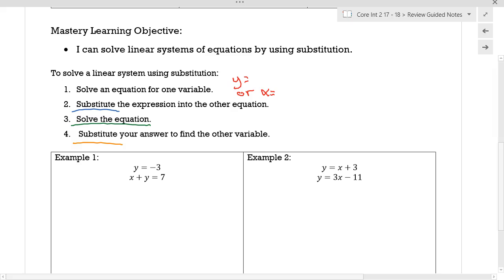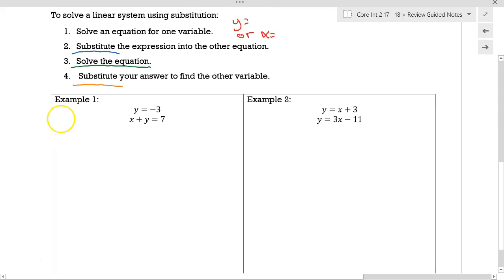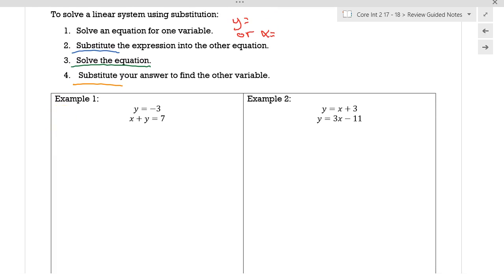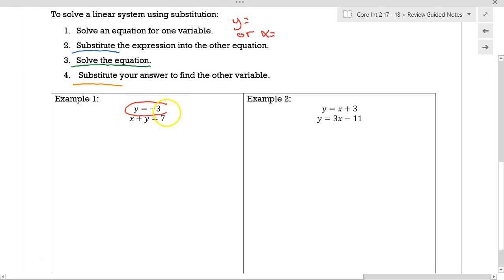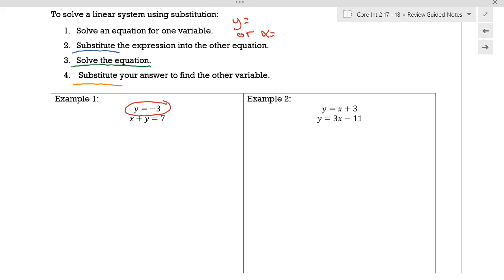Okay? So, looking at an example. Example 1 says y equals -3 and x plus y equals 7. So I already have this y equals part. That's that first step. Most of the equations we're going to be looking at have that already, so you will rarely need to do that first step, at least in the problems we're going to be looking at. Number two, substitute the expression into the other equation.